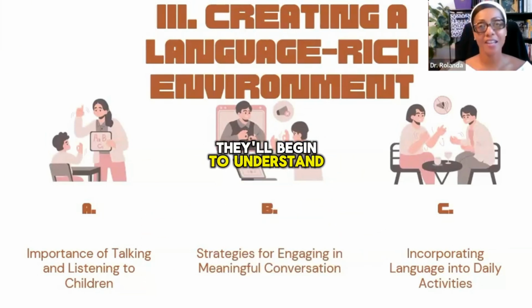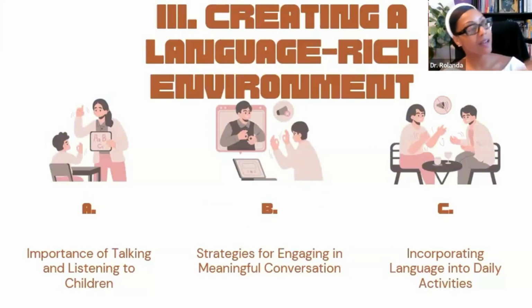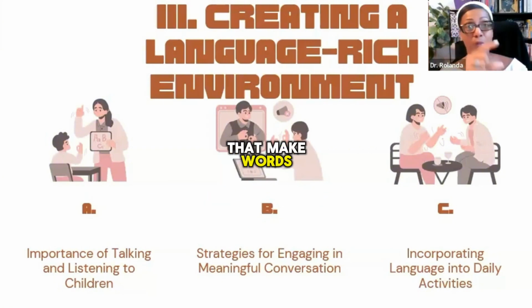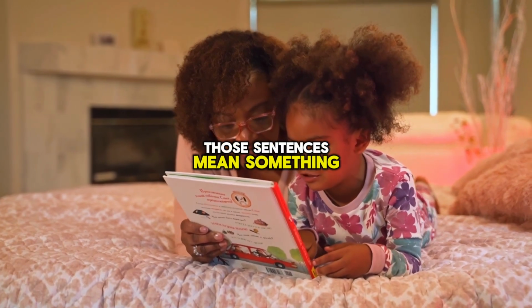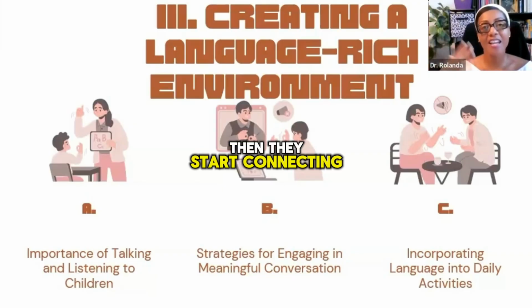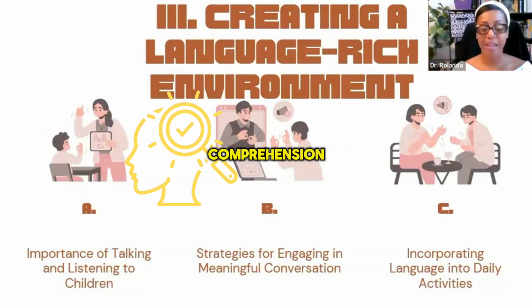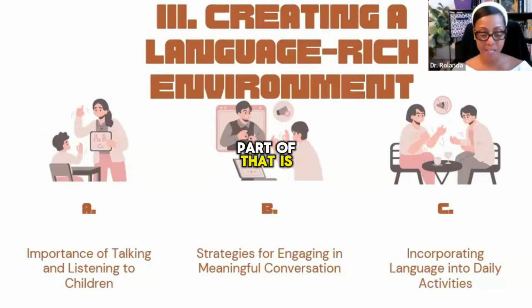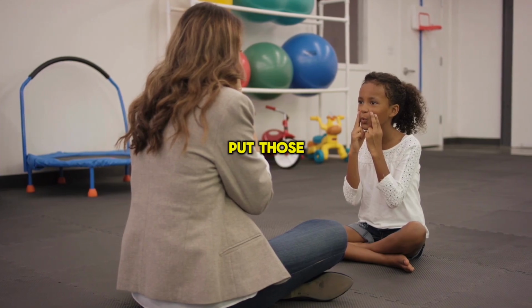They'll begin to understand that not only are those symbols, sounds, letters that make words, and words can be put together to make sentences, those sentences mean something. So then they start connecting words with understanding and comprehension. And then the last part of that is making sure they have fluency. How easily they can put those words together.